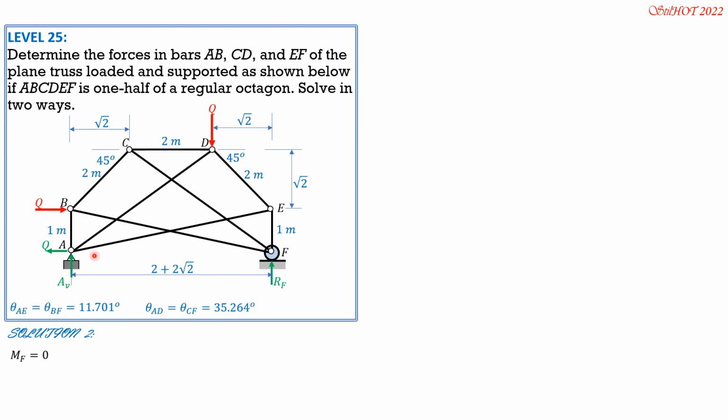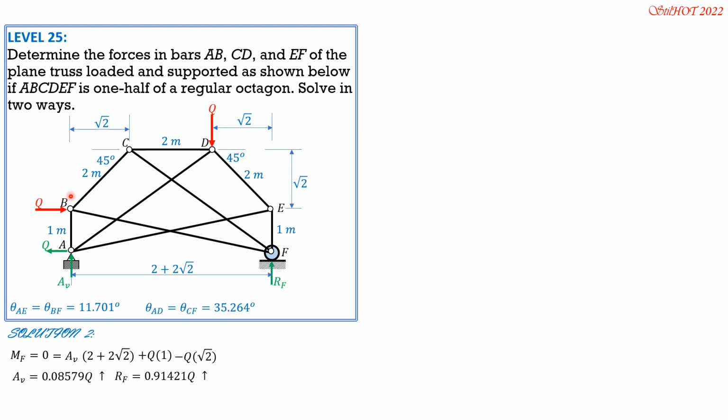Moment about F to solve for AV. Just like before, AV times 2 plus 2 square root of 2, then plus Q times 1, then minus Q times square root of 2. So that's why AV is equal to 0.08579 of Q upward. RF is just Q minus 0.08579 Q. So RF is equal to 0.91421 Q.